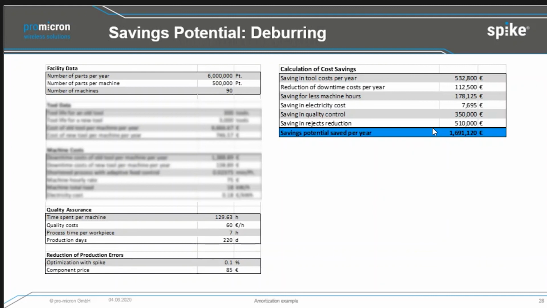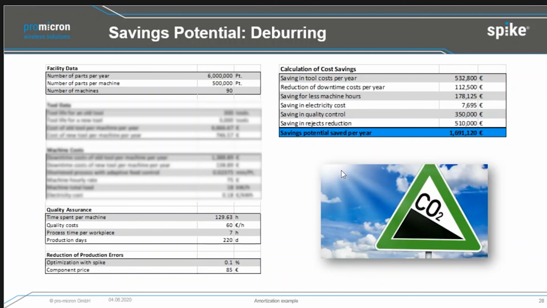Now, the investment was around about 1.5 million on this serial production monitoring solution, so you can calculate it for yourself. So again, he had an investment of about 1.5 million, and within 1 year he was able to save nearly 1.7 million. So under 12 months for him to amortize this project.